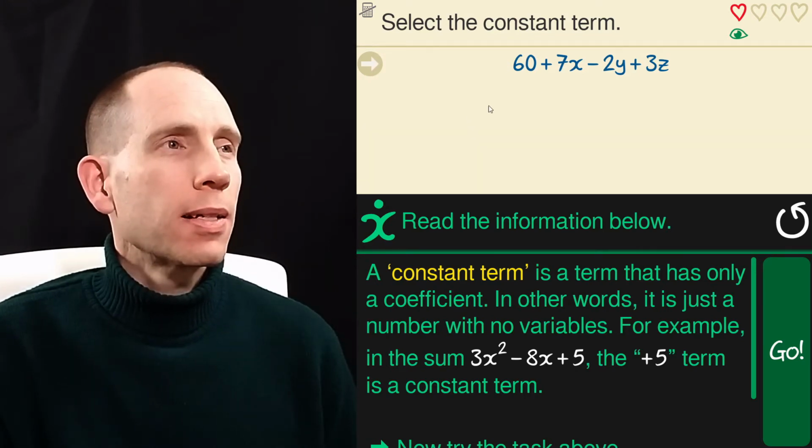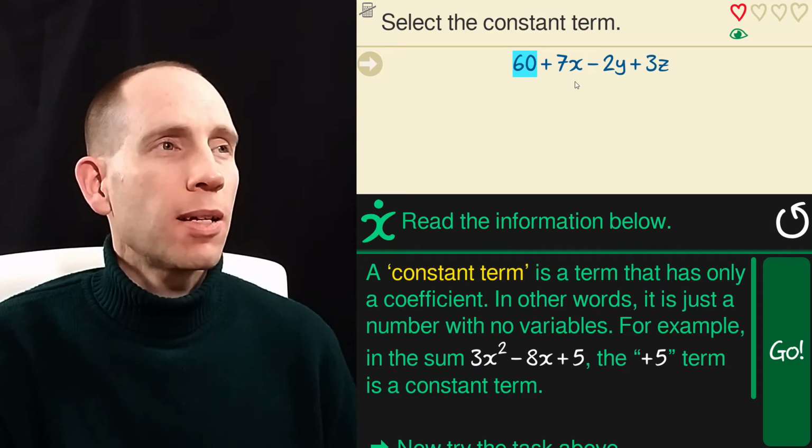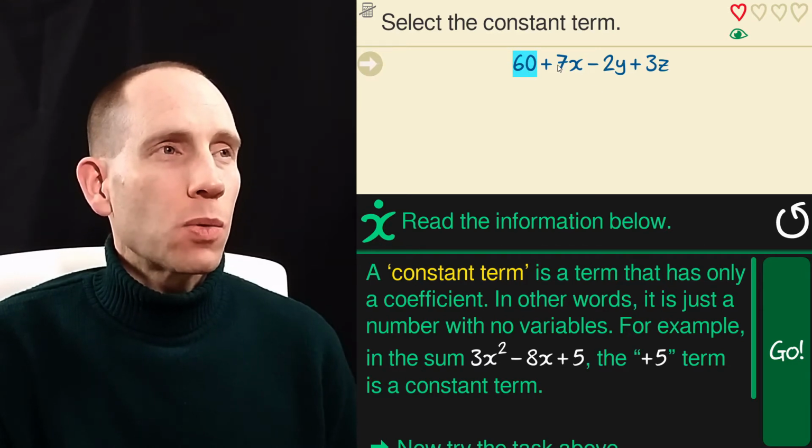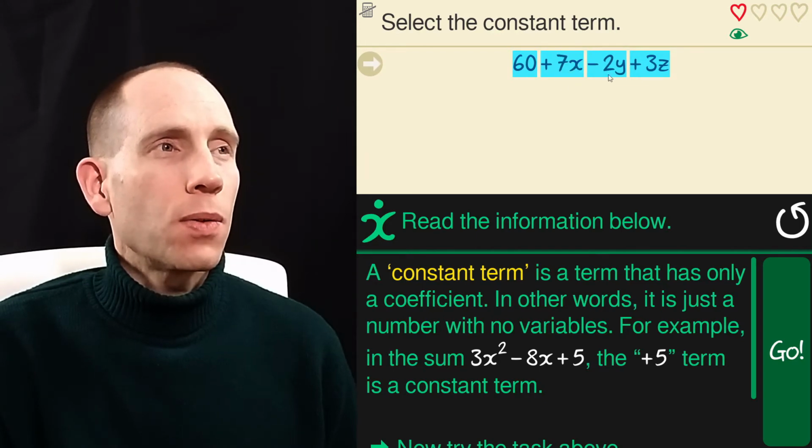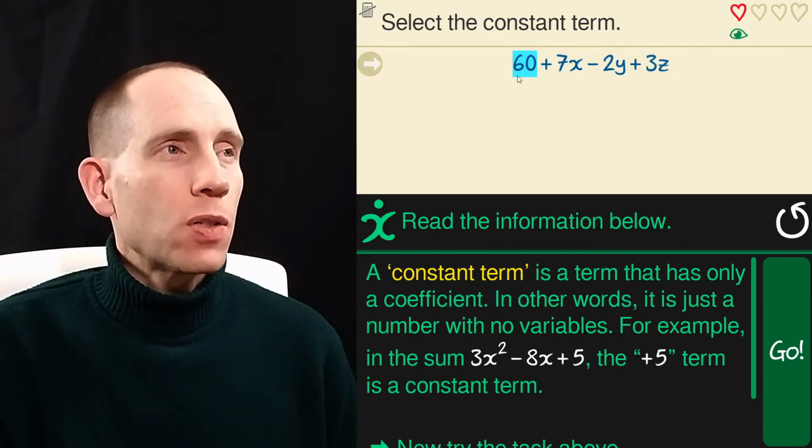So in this sum, I need to select the constant term. These ones have all got letters in, so there's 1, 2, 3 terms there. Let's just highlight them so you can see them. 1, 2, 3. But only that first one, the plus 60, is a constant term.